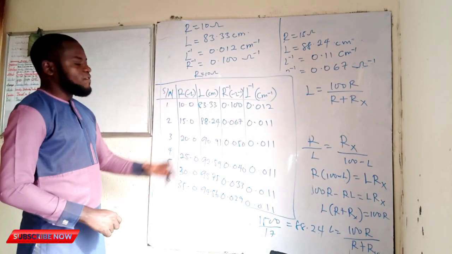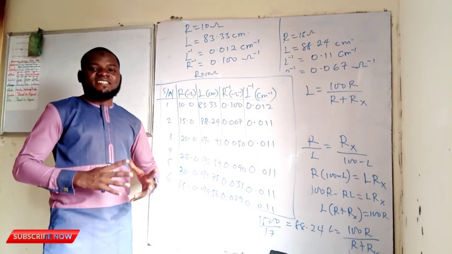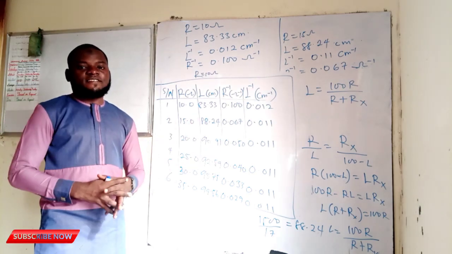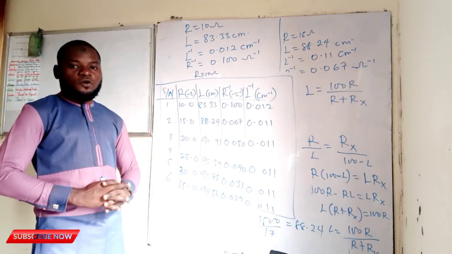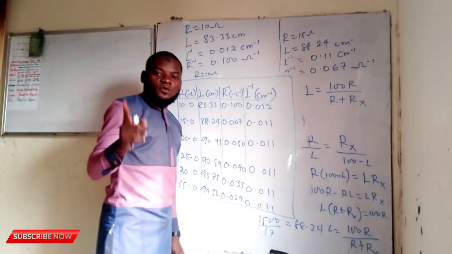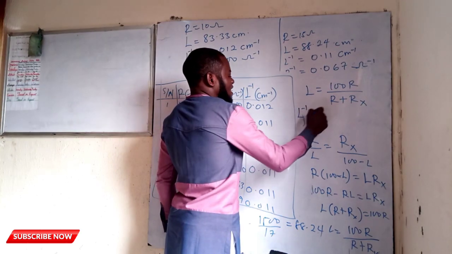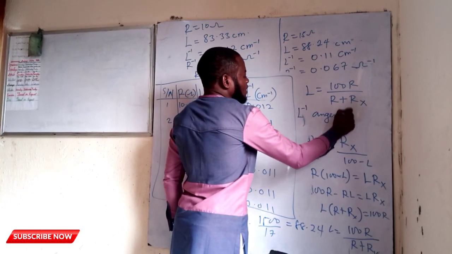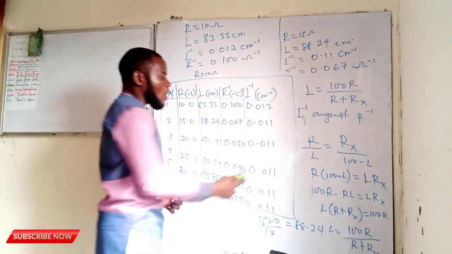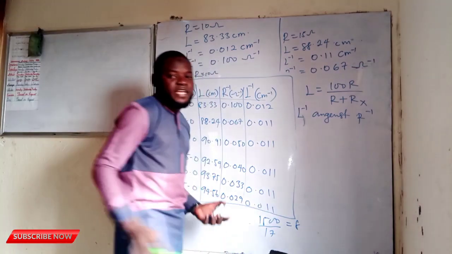And if this is our reading, then we can plot our graph. If you look at the question very well, you see that there's nothing like slope. Yes, there's nothing like slope because what we want to show is that, if you look at the question now, the question says we should plot the graph of L inverse against R inverse. Now let's quickly talk about why we are not going to have a slope, or why our slope is going to be 0.